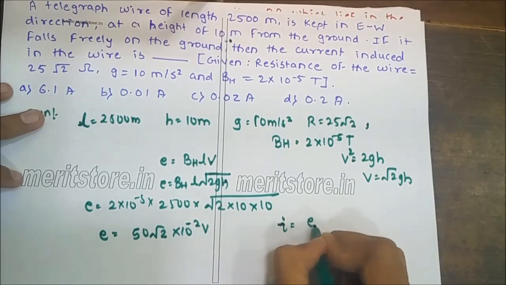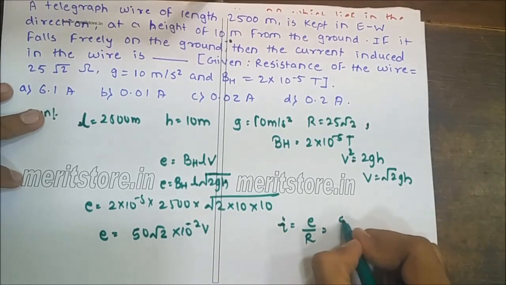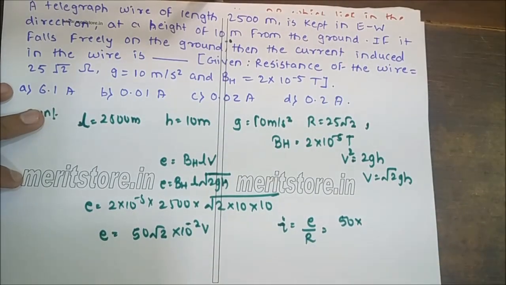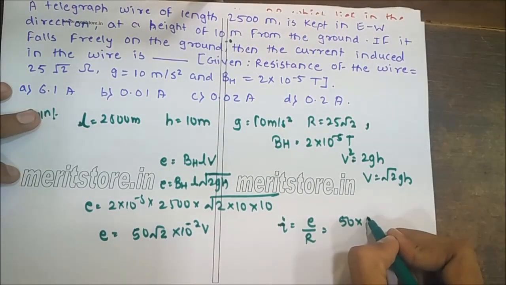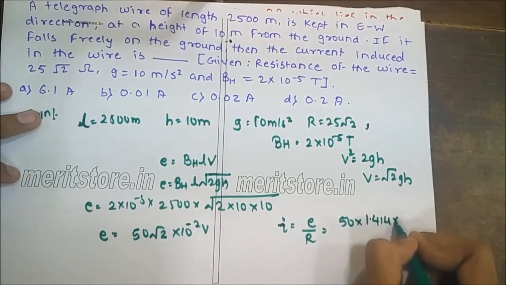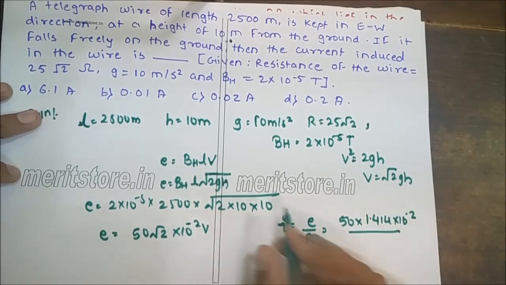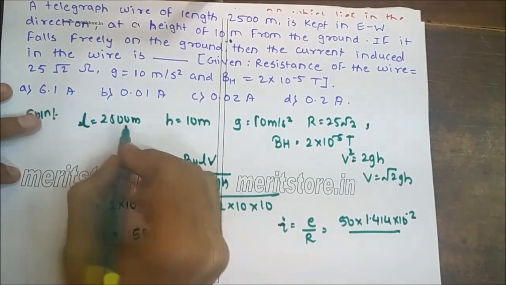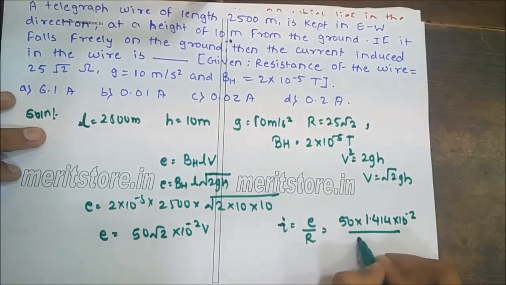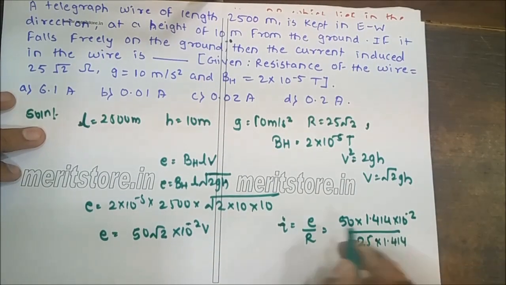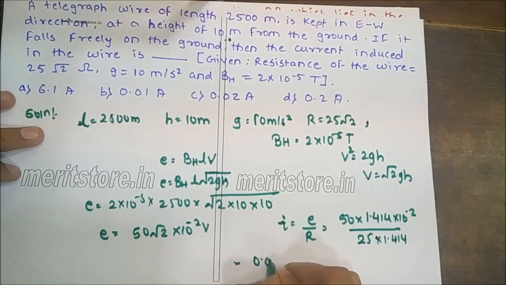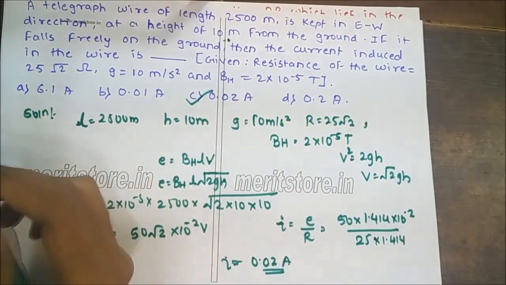So I is equals to E upon R. So that E is 50 into root 2, and we can have the value for root 2, that is 1.414, into 10 raised to minus 2, upon the resistance, which is given as R is 25 into again 1.414. So that will be 0.02 amperes of current is induced. So C is the correct option.